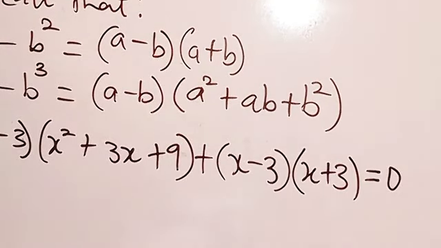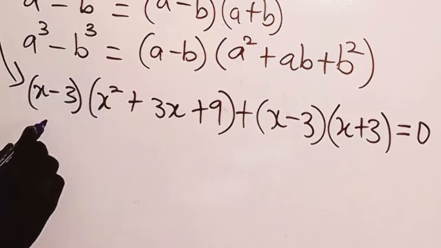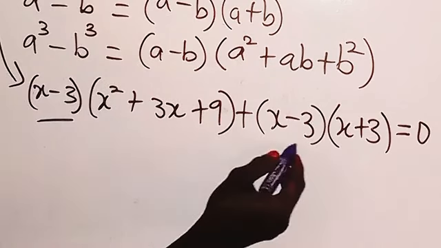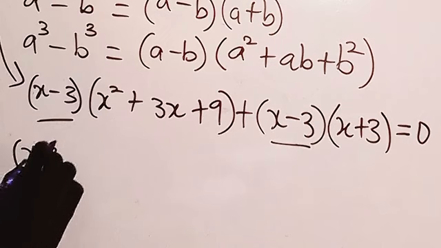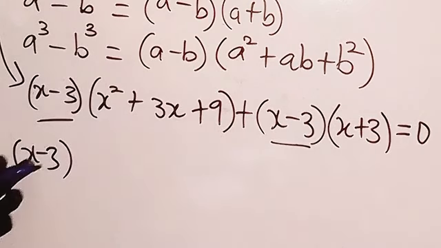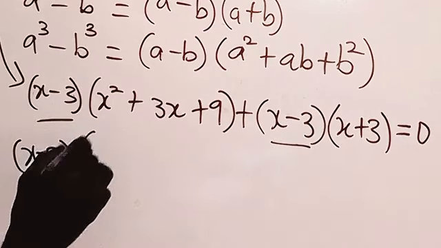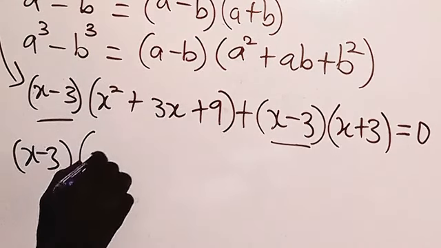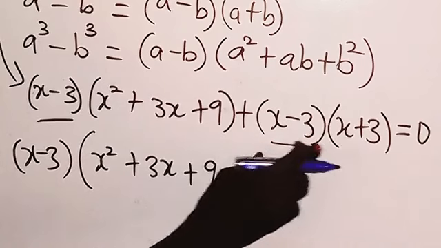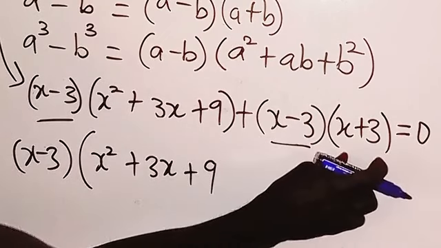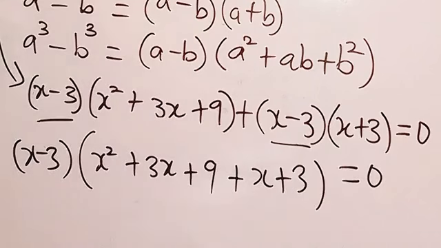Now when you look at this expression, you can see that we have something common. We have x minus 3 common, so we're going to factorize x minus 3 out. If I divide this by x minus 3, I'm going to be left with x squared plus 3x plus 9. Then coming down here, if I divide this by x minus 3, I'm going to be left with x plus 3, so we have plus x plus 3, then everything equals 0.